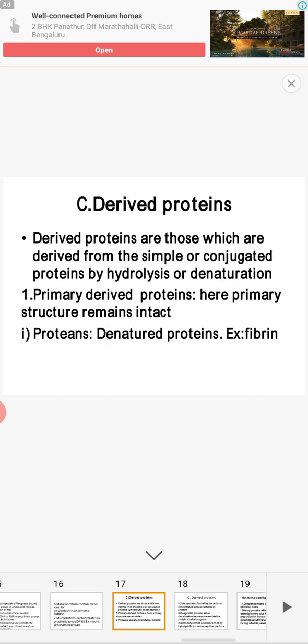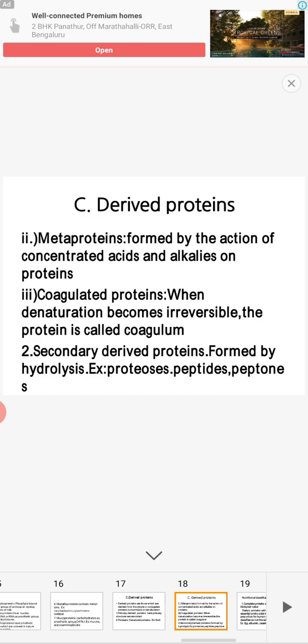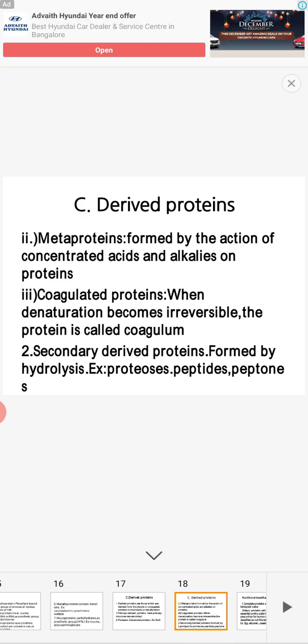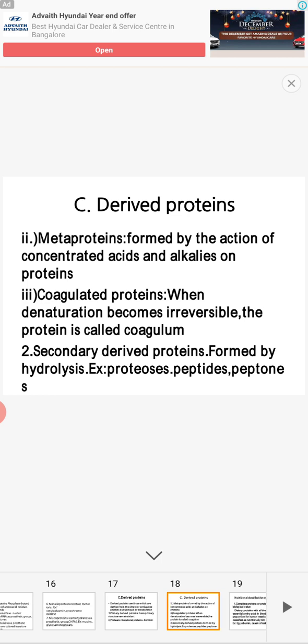Under primary derived proteins, example, fibrin. Second one, metaproteins, formed by the action of concentrated acid and alkalis on protein. Then coagulated proteins: when denaturation becomes irreversible, it is permanent denaturation of protein. There are different denaturing agents, either acid, alkali, heat and all. We can spoil the structure of the protein without disturbing primary structure. The protein obtained is called coagulum. Then secondary derived proteins are derived from hydrolysis. Example, proteoses, peptides and peptones.